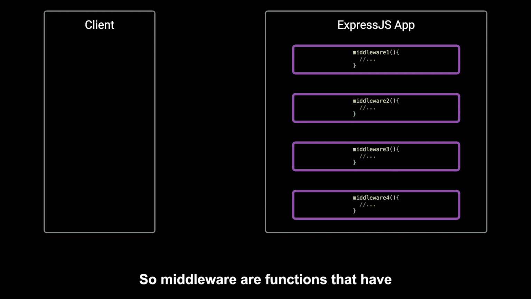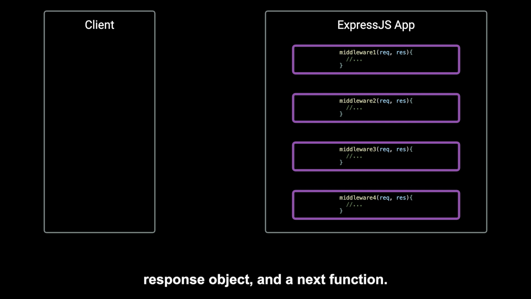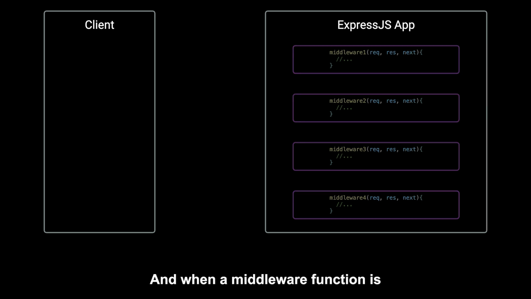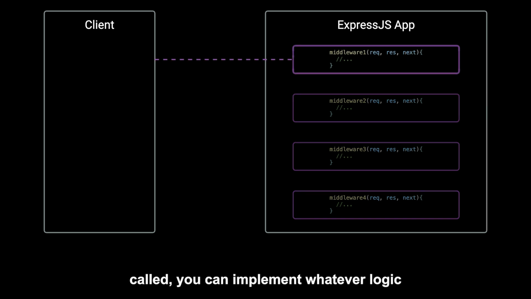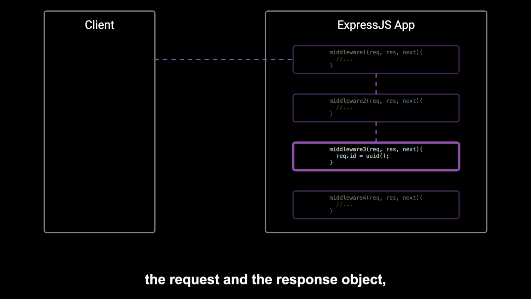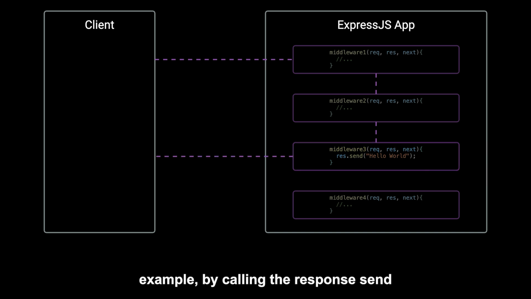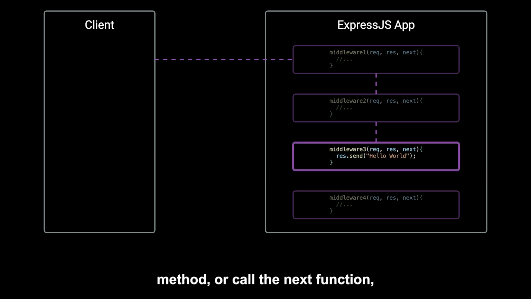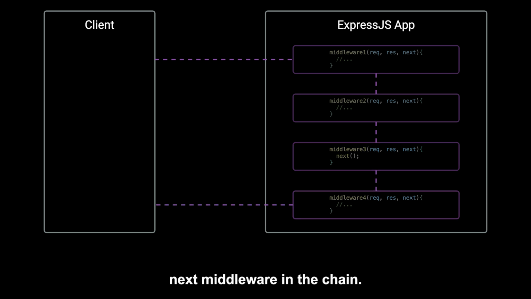So middleware are functions that have access to the request object, the response object, and a next function. And when a middleware function is called, you can implement whatever logic you want, and you can modify the request and the response object, whatever you need. And once you've done that, you have two options. End the request response cycle, for example, by calling the response send method, or call the next function, which passes the control to the next middleware in the chain.